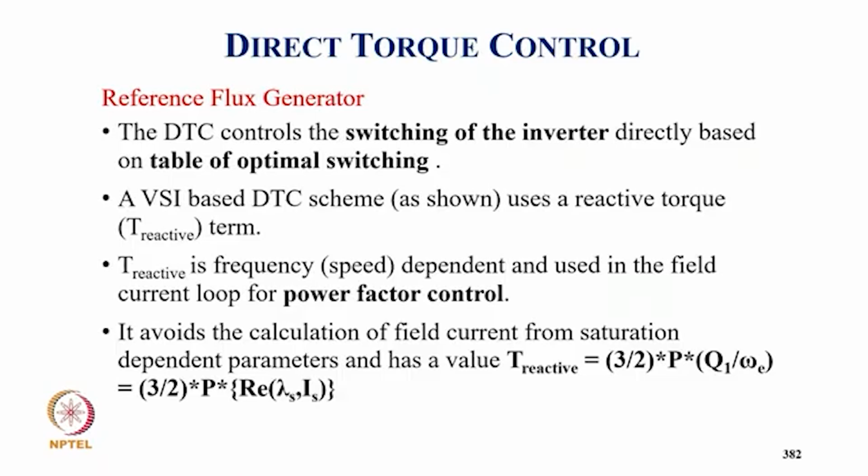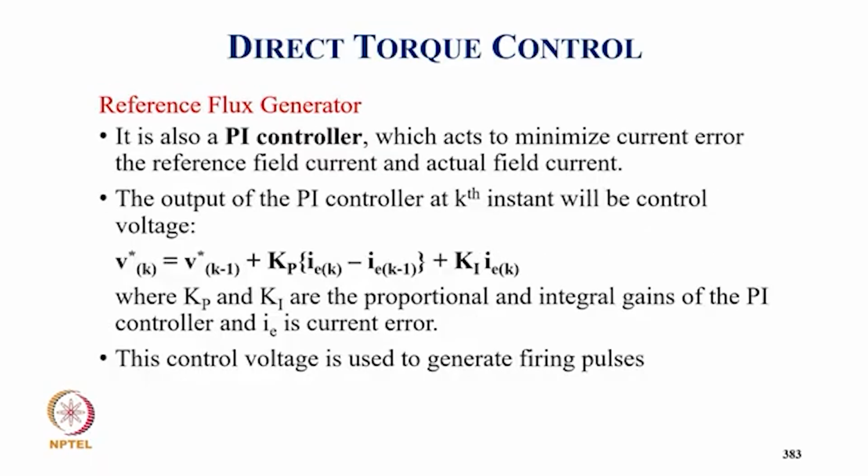So DDC controls the switching of the inverter directly based on the table of optimal switching, and the VSI-based direct torque control scheme requires the reactive torque term, and T reactive is frequency and speed dependent and used in the field current. So for perfect control, it avoids the calculation of field current from saturation-dependent parameters and has T reactive equal to 3 by 2 P Q1 upon omega E equal to 3 by 2 P in bracket real part of lambda is I.